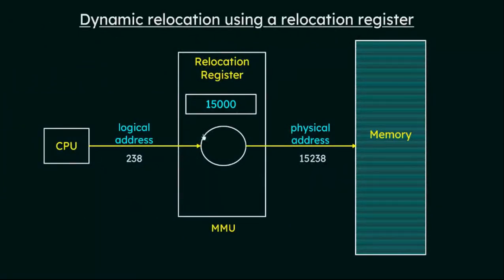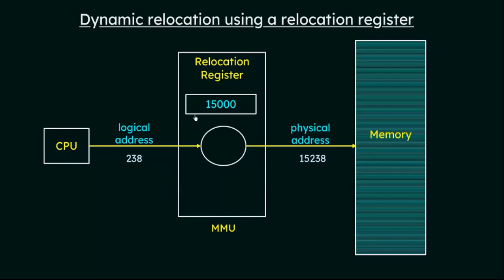Okay, so here we have the CPU, here we have the MMU, which is the memory management unit, and here we have the memory. The CPU generates a logical address. So let's say 238 is a logical address generated by the CPU. And this relocation register will contain the starting physical address of the memory location for our particular program.